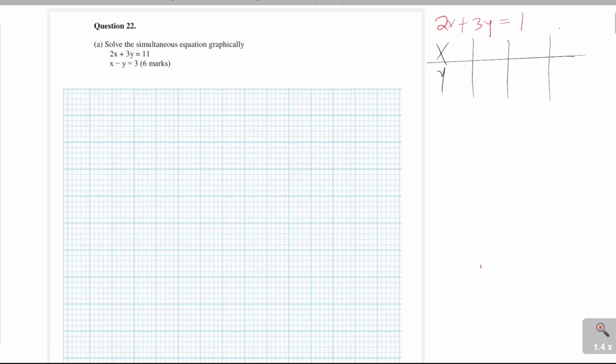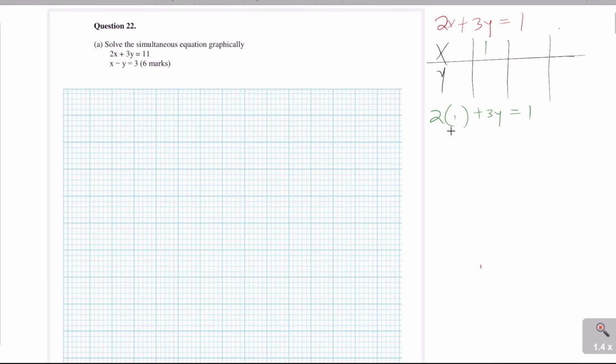Don't choose very small values. Don't choose very big values. And when you're choosing these values, always avoid values that will give you negatives, fractions, or decimals. Just look for the ones that will give you whole numbers. It will be easier for you to plot them. For example, the first one I will think of is when x is 1. When x is 1, what will be y? You simply substitute into this equation: 2x plus 3y is equal to 11.